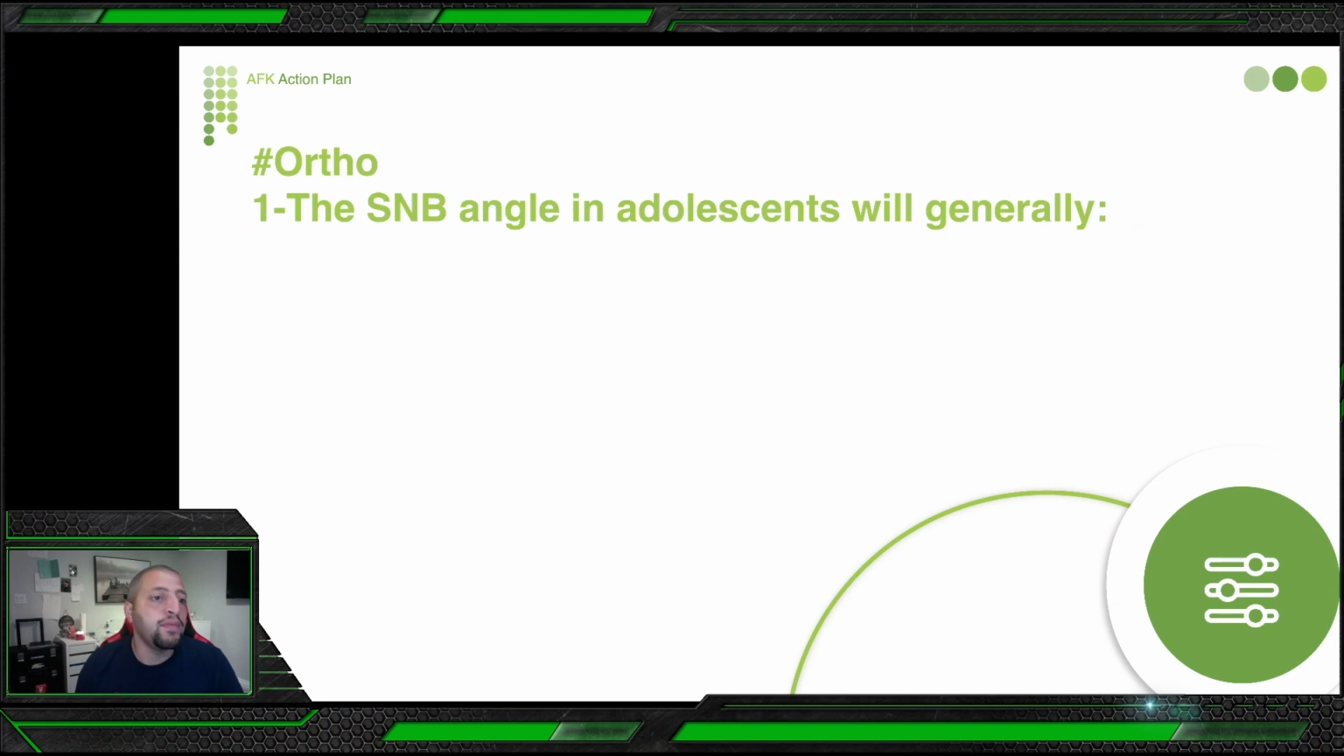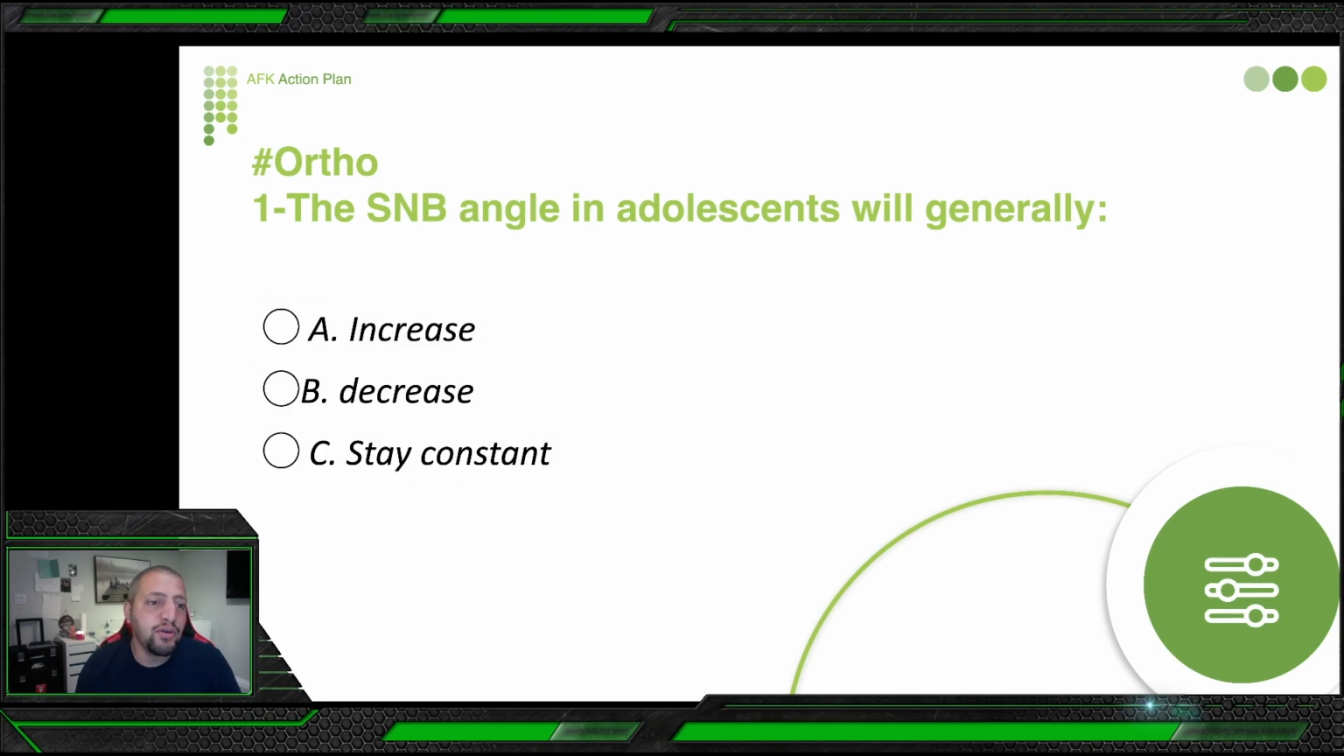First, from ortho: the SNB angle in adolescents will generally... So this question is asking you about an angle, giving you the short term for it, and asking if it will increase, decrease, or stay constant. I see a pattern with short questions: they're either very easy or very hard. When you have a short question, you don't have much information. If you know it, it will be easier for you. If you don't know it and you need more information to reveal which topic he is aiming at, it will be hard for you.